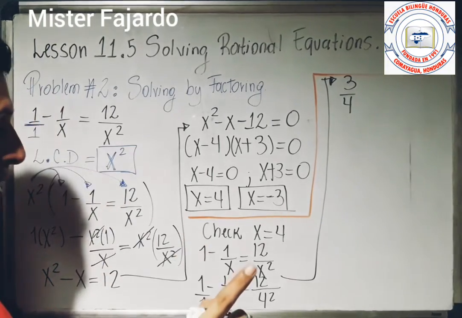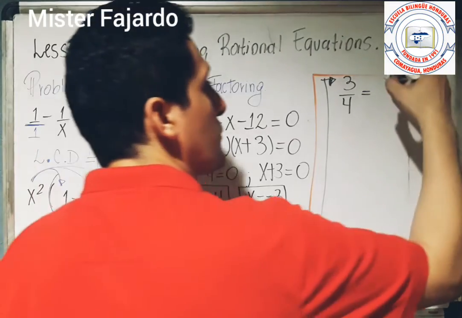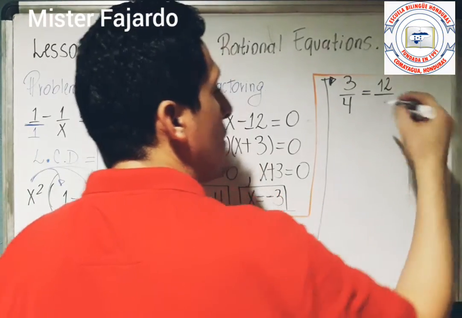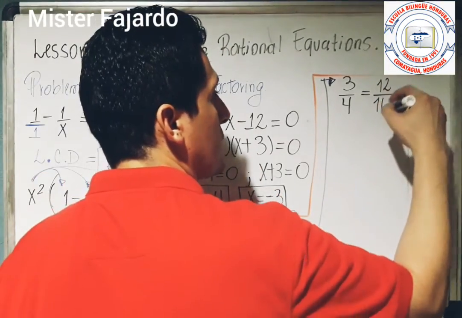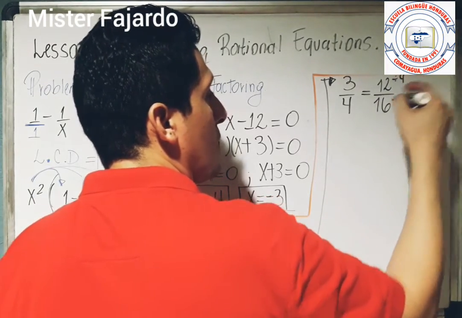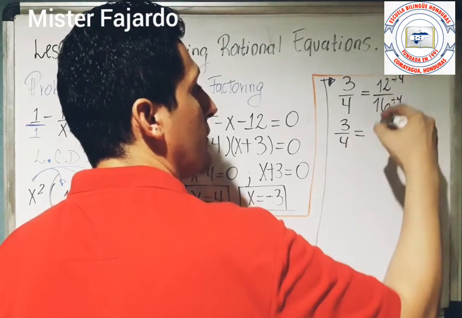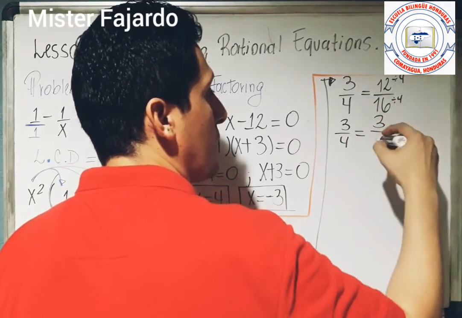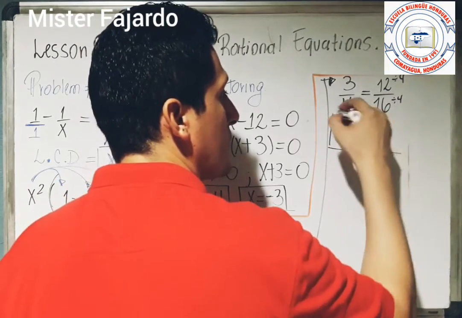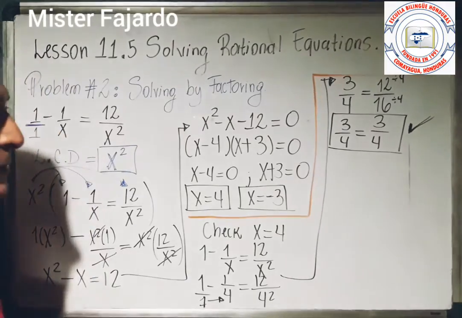I hope that you remember how to solve it because you need to remember how to do it, okay? And it's going to be equal to 12 over 4 to the second power, which is 16. You can divide both by 4. Okay, if you divide both by 4, you're going to have 3 over 4 equal to 12 divided by 4 is 3, and 16 divided by 4 is 4. That means that your answer is good. Okay? The first one is okay.